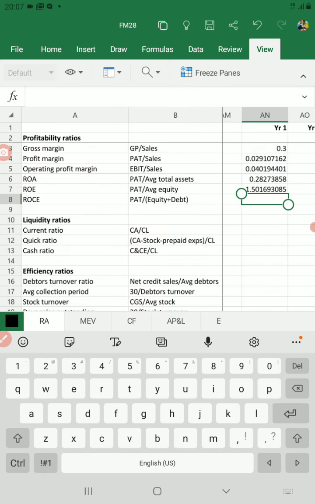We have our rows, return on capital employed. So we need to establish our equity plus debt on annual profit and loss, on annual balance sheet here.